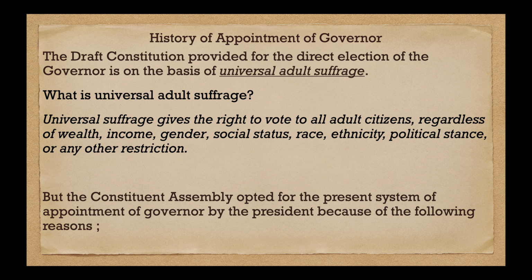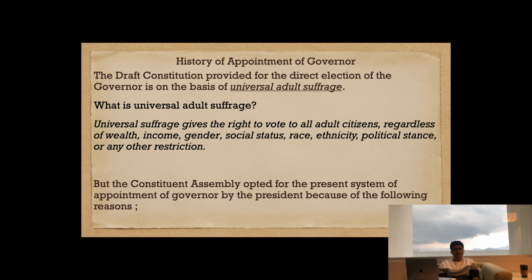History of appointment of governor. The draft constitution provided for the direct election of the governor on the basis of universal adult suffrage. So what is universal adult suffrage? Universal adult suffrage gives the right to vote to all adult citizens regardless of wealth, income, gender, social status, race, ethnicity, political stance or any other restriction.